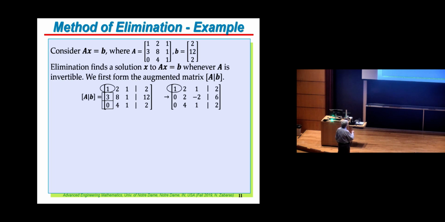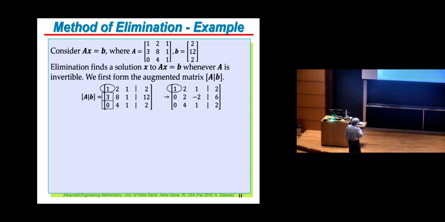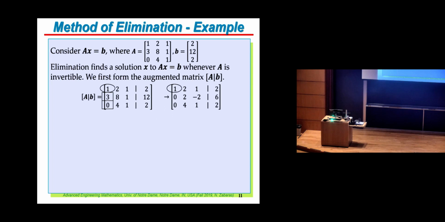Now, in principle, you will also have to get rid of whatever is below the 3, because we want to progressively make this matrix upper triangular, but there is nothing in this example to get rid of because there is already a 0, so we're not going to do anything with that 0. We are going to leave it as is.